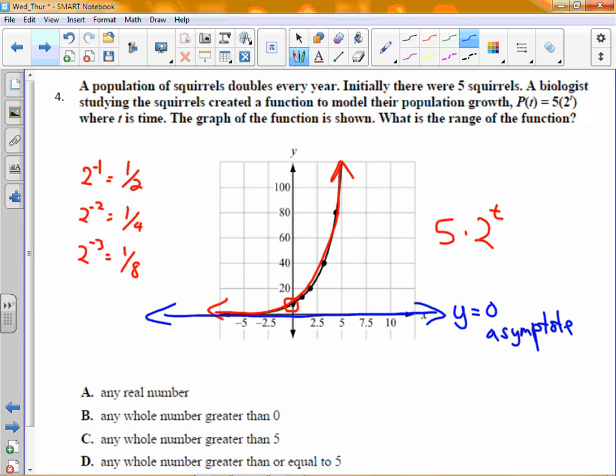It can't be A, any real number, because I just said it has to be positive. So then it becomes a matter of reading this right here, and it's any whole number greater than 0, any whole number greater than 5, any whole number greater than or equal to 0. Any whole number greater than 0.